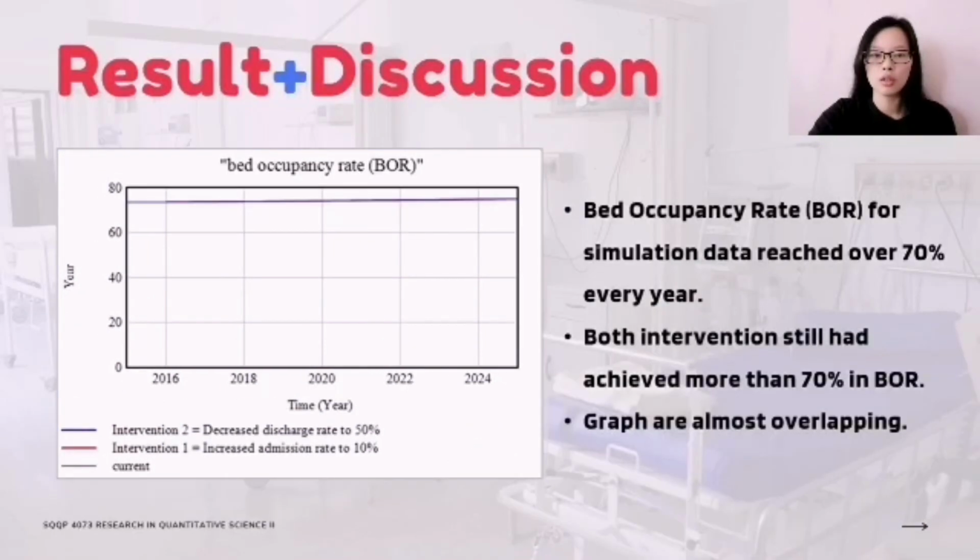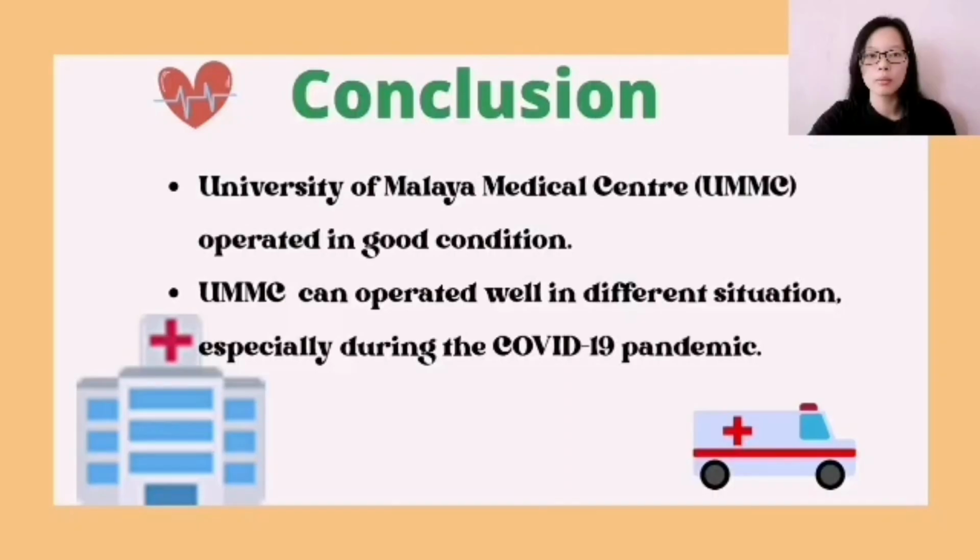For the result and discussion, the bed occupancy rate BOR for the simulation data is maintained at 70% to 75% every year. For both of the intervention data, they also maintain at 70% to 75% every year. Based on the graph, we can see that the line for the simulation data and the lines for both intervention data are almost overlapping.